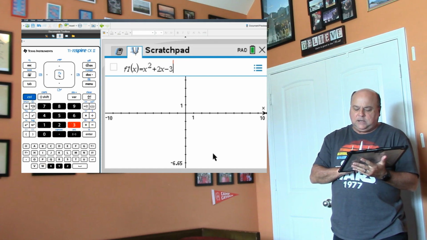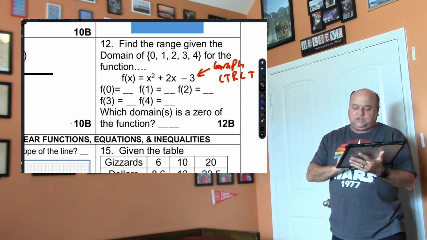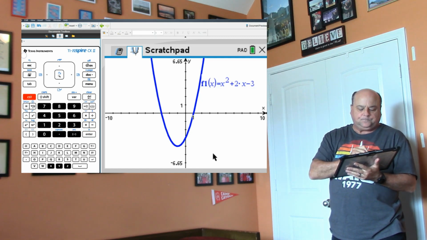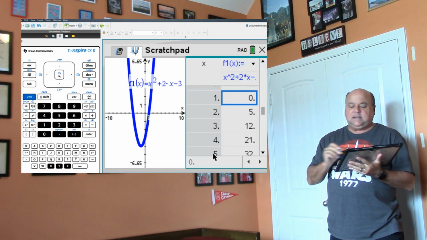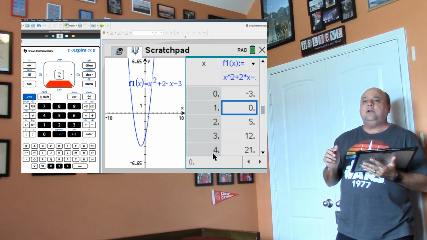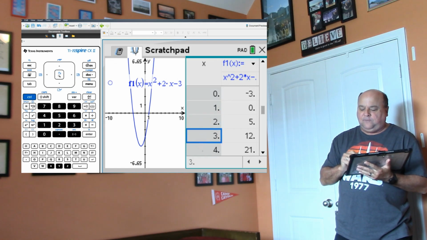Make sure that's correct. So x squared plus 2x minus 3. So I'm going to graph it, hit Enter. Then I'm going to hit Control T. And that's going to give me my table. I need to go up to the 0. So the numbers on the right are my range. So my domain is 0, 1, 2, 3, 4.